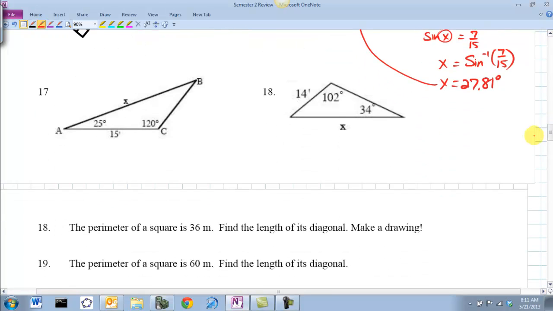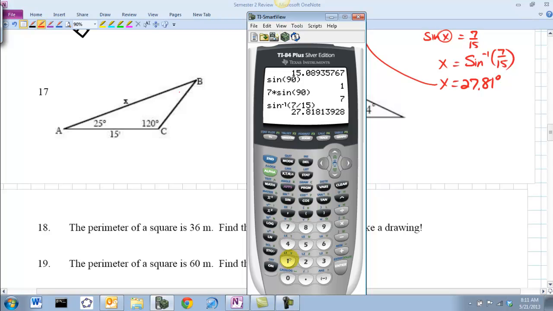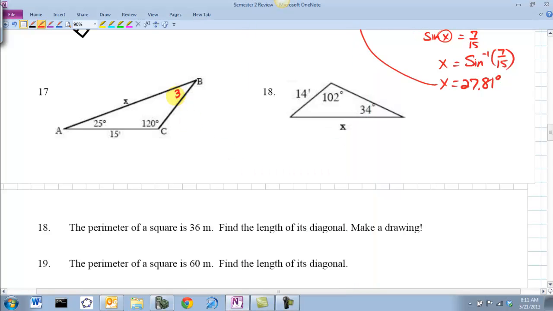Alright, number 17 will be the next one I do. Let's see, I see two angles of a triangle, so I'm going to just figure out that third angle. Remember, you never trust the pictures. Pictures might be drawn well and might not be drawn well. You just never know. So 180 minus 25 minus 120, that angle B is 35 degrees.